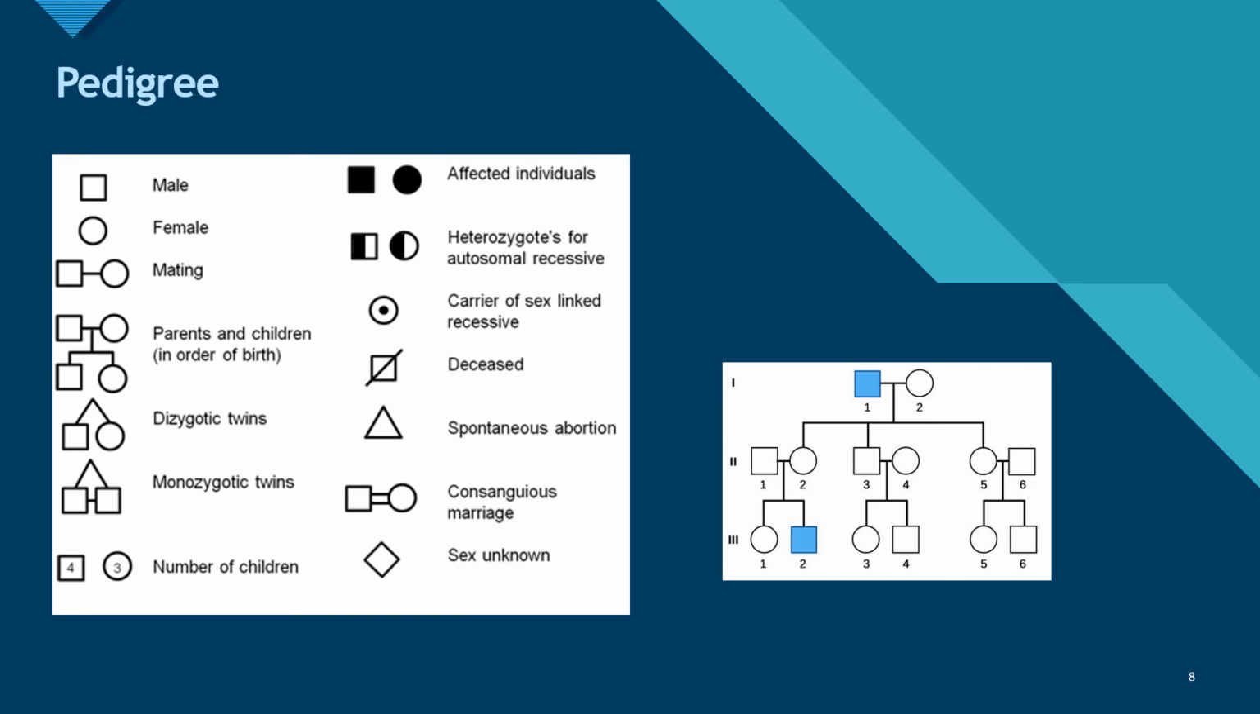We also then talked about pedigrees, and we talked about how to draw them and how to differentiate the different traits that could be carried, if it's autosomal recessive or autosomal dominant or sex-linked recessive or sex-linked dominant.